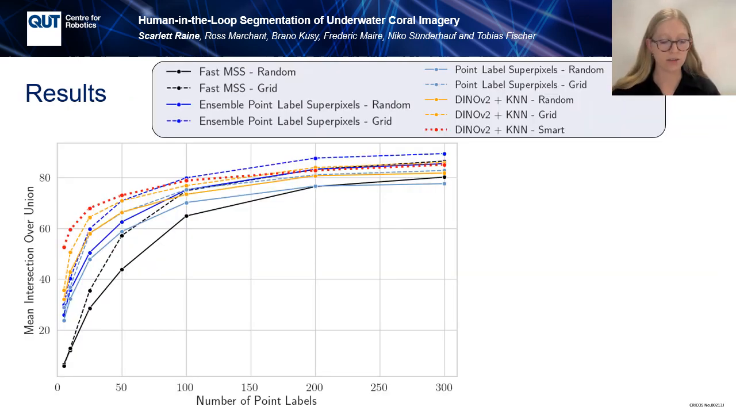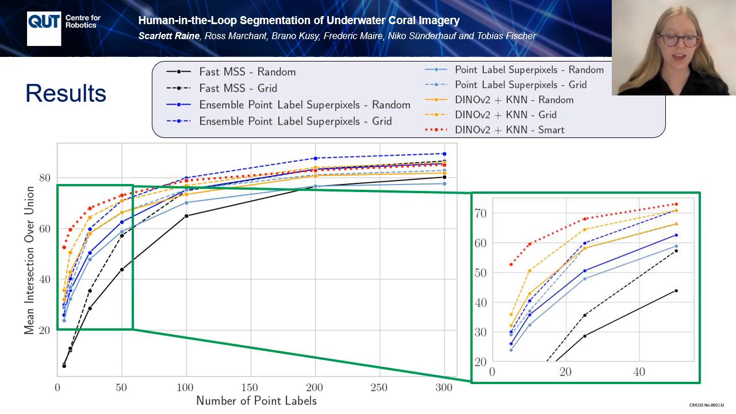Here we evaluate our approach and compare it to the prior methods. We have mean intersection over union of the augmented ground truth masks on the y-axis, and we increase the quantity of point labels from 5 to 300 points along the x-axis. We can see our approach with the human-in-the-loop smart labeling scheme in red, and our approaches with grid and random points are shown in orange. Our human-in-the-loop approach significantly outperforms all prior approaches for small numbers of point labels.